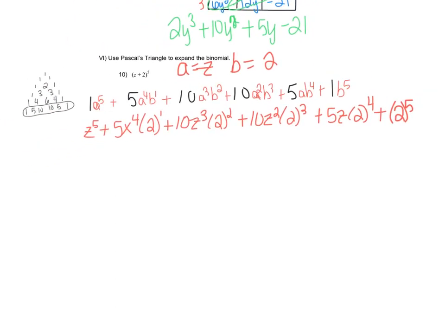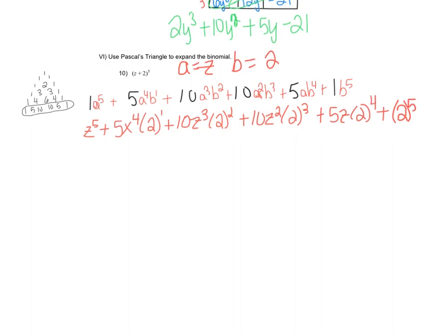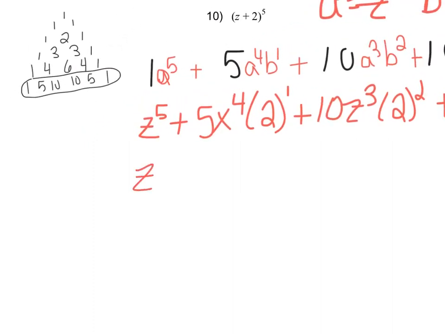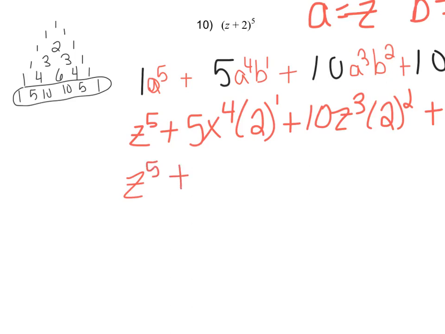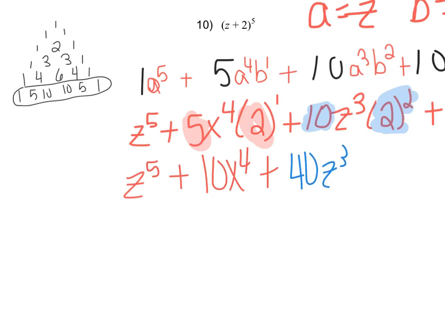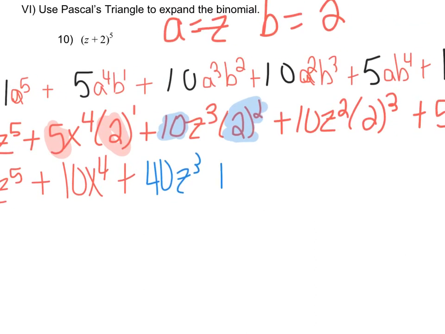Okay, so we have it all expanded out. Now we just need to simplify. So my z to the fifth is going to stay z to the fifth, plus I can put together my 5 times 2, and I'm going to get 10z to the fourth, plus 2 squared is 4. 4 times 10 is 40 z to the third. Plus 2 to the third is 8. 8 times 10 is 80.